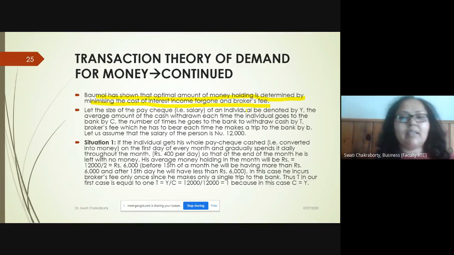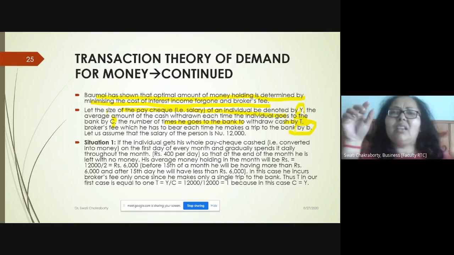So what he did is he explained this with the help of the following model, where he denoted Y as the total salary, the amount of salary that an individual gets. The average amount of cash withdrawn each time the individual goes to the bank is denoted by C. The number of times the person goes to the bank to withdraw cash is denoted by T. The broker's fee, which he has to pay every time he makes a trip to the bank, is B.